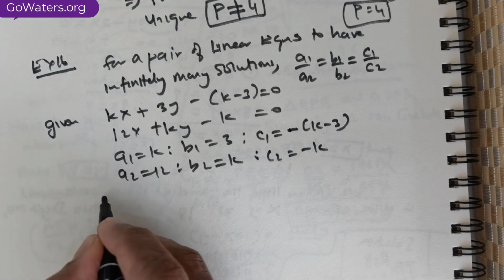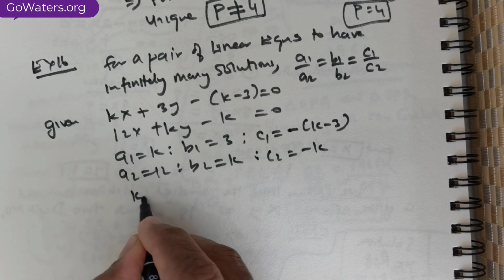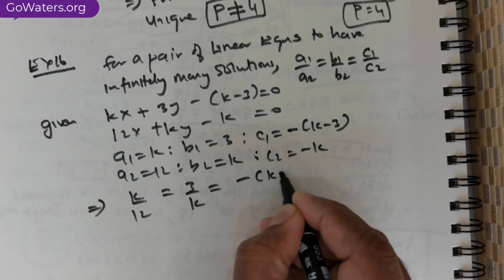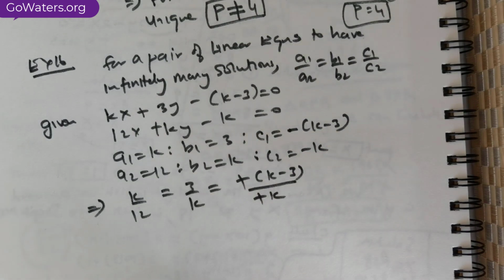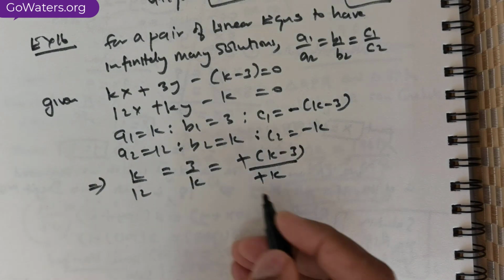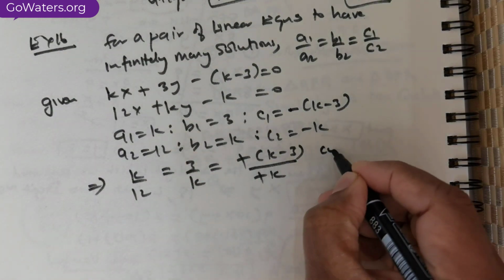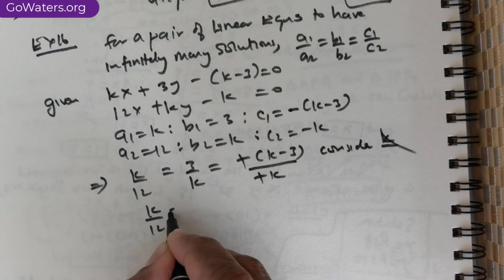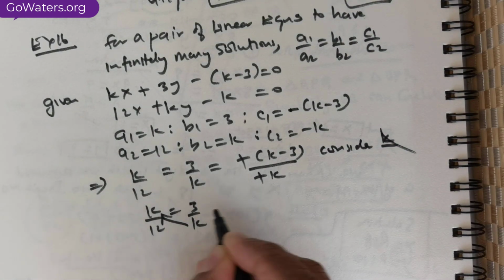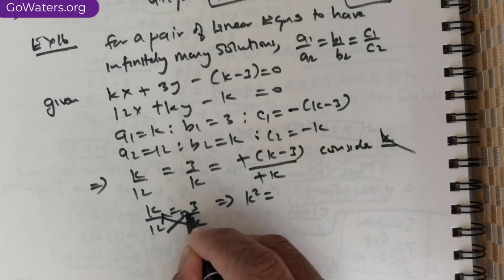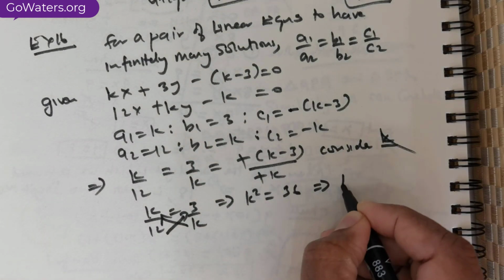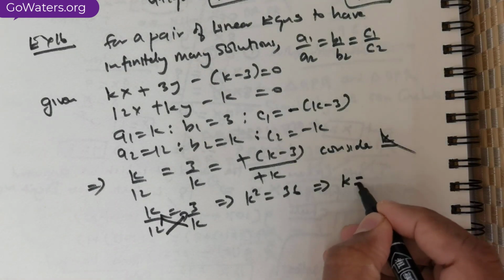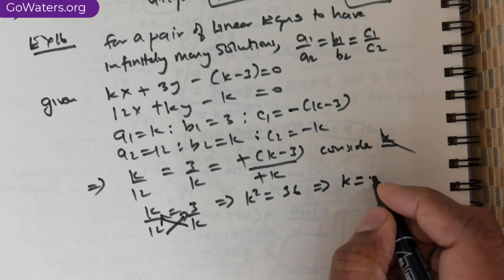So a1/a2, right? So k/12 should be equal to 3/k, which is equal to -(k - 3)/-k. This will become positive. Now we need to find the value of k. So consider k/12 = 3/k, cross multiply. So this means k squared = 36. This means the value of k. So if k squared = 36, k = root of 36.